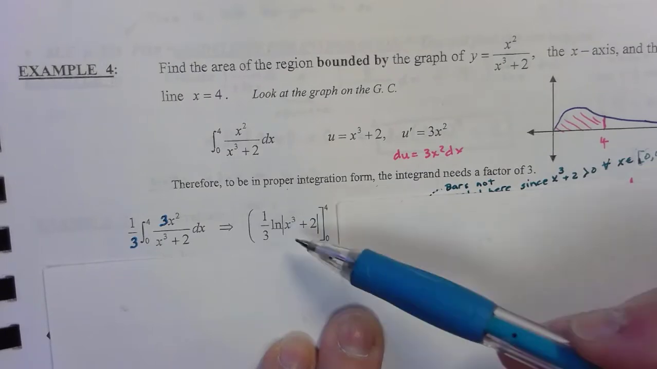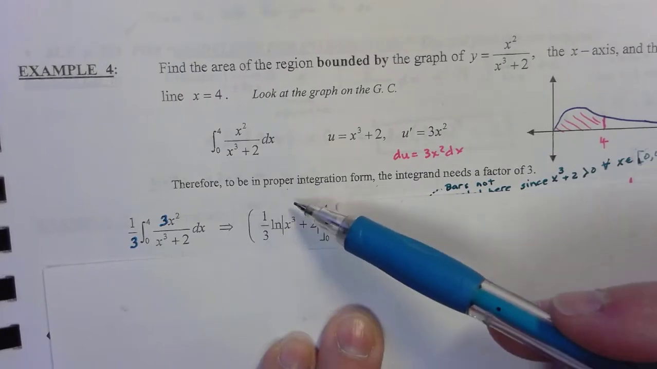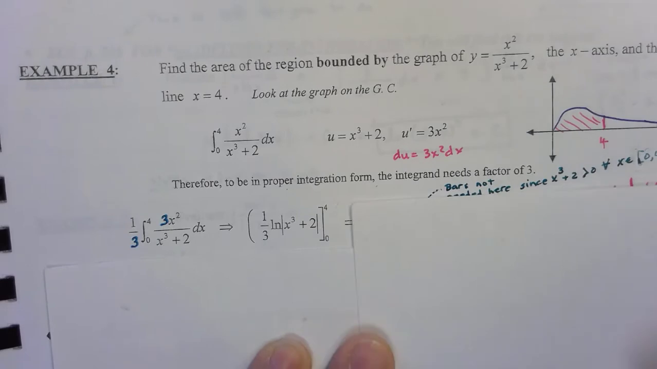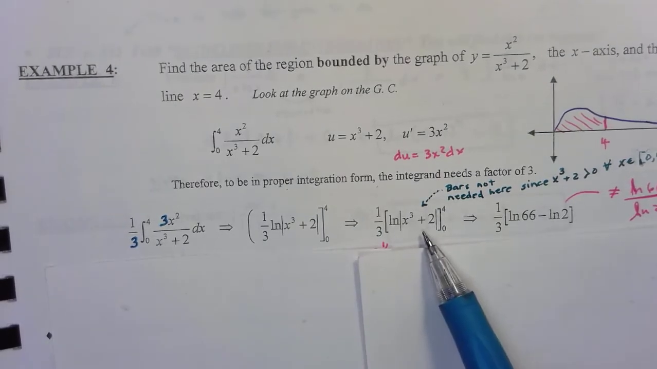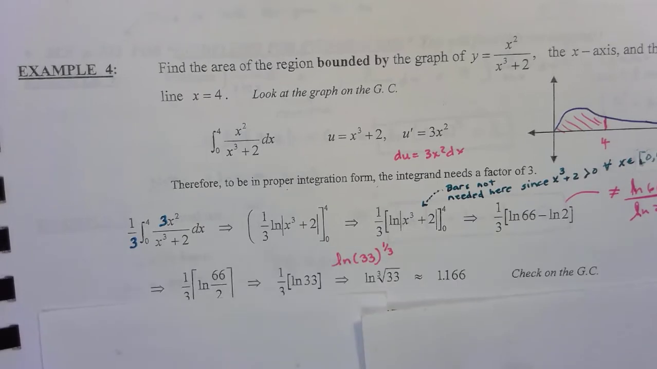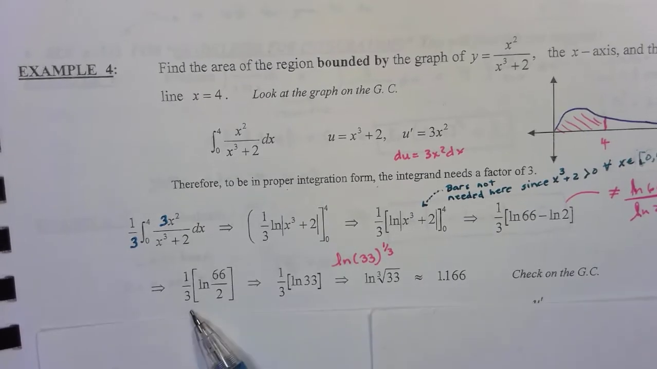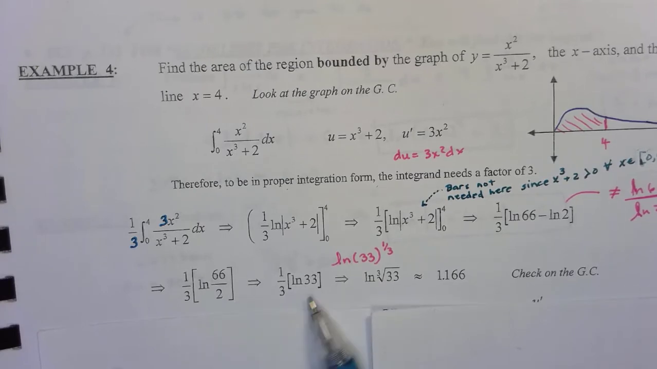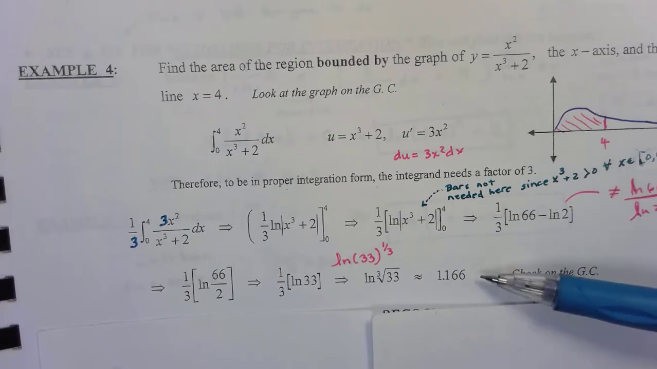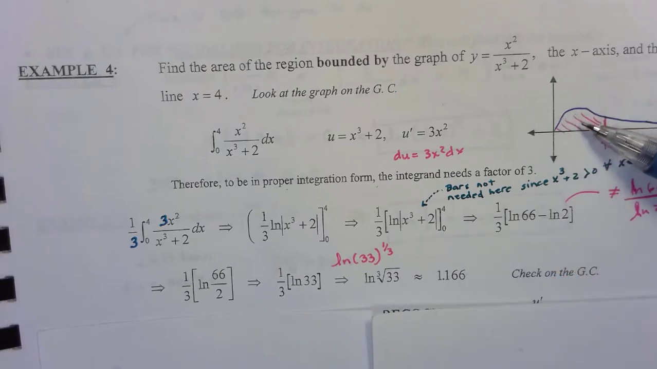So this is 1/3 natural log of absolute value of x cubed plus 2 from 0 to 4. And I can substitute my 4 in and substitute my 2 in. We get 1/3 natural log of 66 over 2, which is natural log of 33. 1/3 makes that to the 1/3 power, gives us this. And on the graphing calculator, that gives us this value. So that would be the integral from 0 to 4. And in this case, since the curve is above the x-axis the whole time, the integral is also our area.